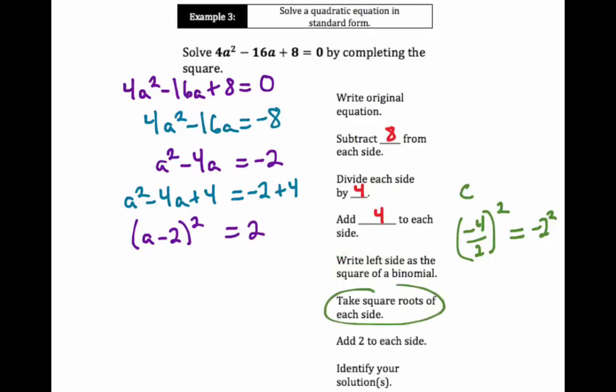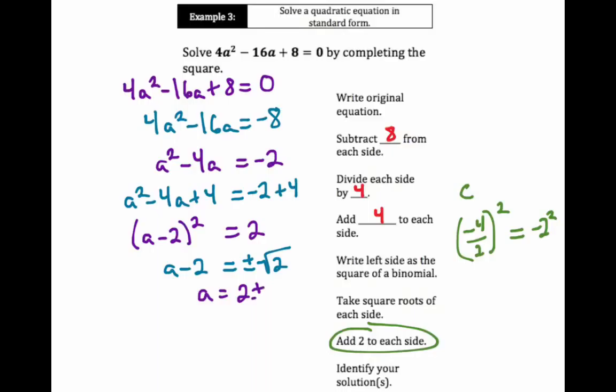We're going to take the square roots of both sides. A minus 2 equals plus or minus root 2. See how ugly this got? Add 2 to both sides so I can isolate a. A equals 2 plus or minus root 2.